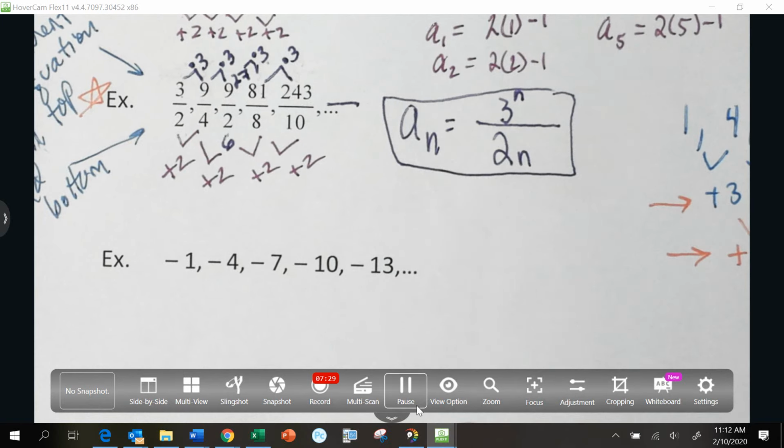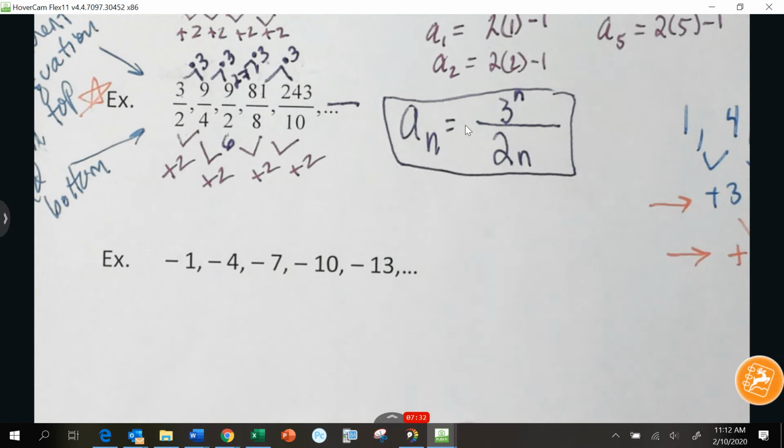The people that do badly on the tests and quizzes on this stuff, it's because they try to look at the fraction as a whole.